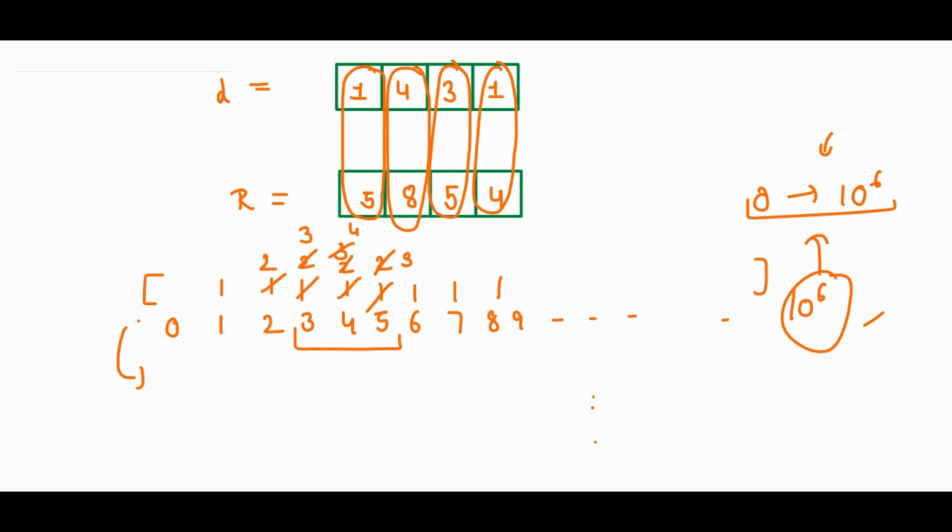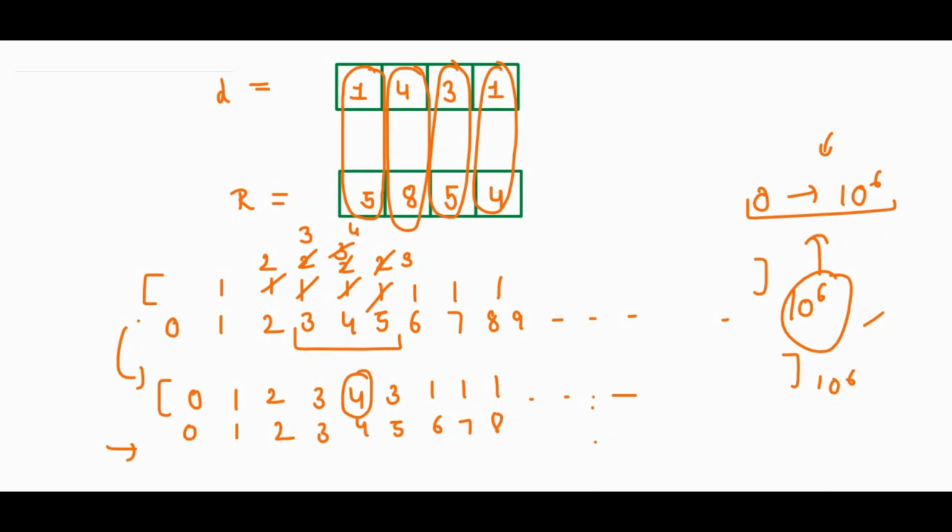So the total array that I got is: here we have 0, 1, 2, 3, 4, 3, 1, 1, 1, and the indexes are 0, 1, 2, 3, 4, 5, 6, 7, 8. Okay, and up to 10 to the power 6, right? And I will again traverse this array and find the element which has the maximum frequency.